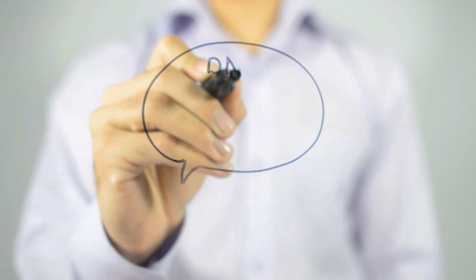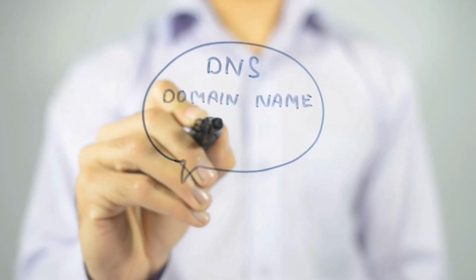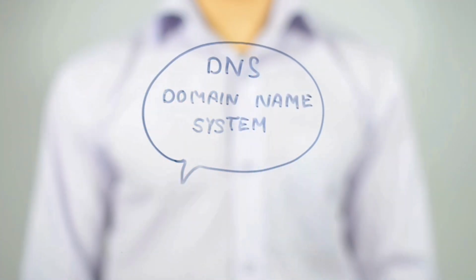When you type youtube.com, your device uses something called DNS, or Domain Name System, to look up YouTube's IP address. Once it has the IP address, your request is sent directly to YouTube's server. Think of it like this: the domain name is the easy-to-remember name and the IP address is the actual location. DNS is like the phone book of the internet, translating names into numbers.